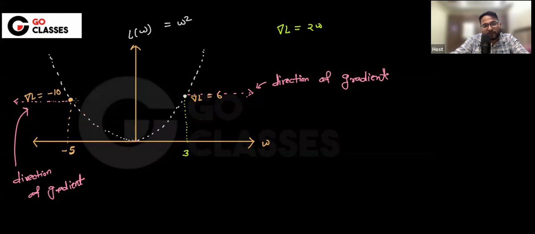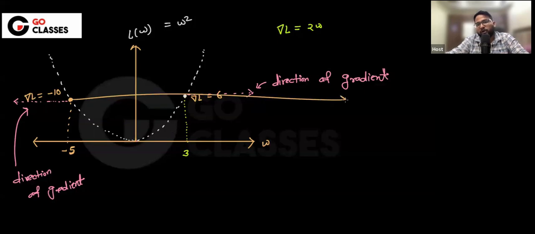But see, if I go in this direction, then the function seems to be increasing, right? For example, if you go too far, if I go here, and let's suppose this is 100, the function value will be 100 square, right? The function is increasing. Is this fine? So where does this rule get disturbed?